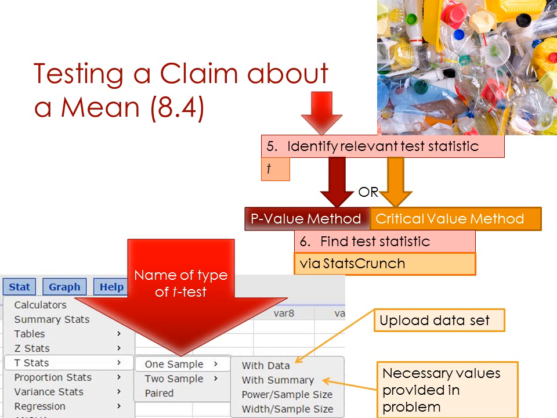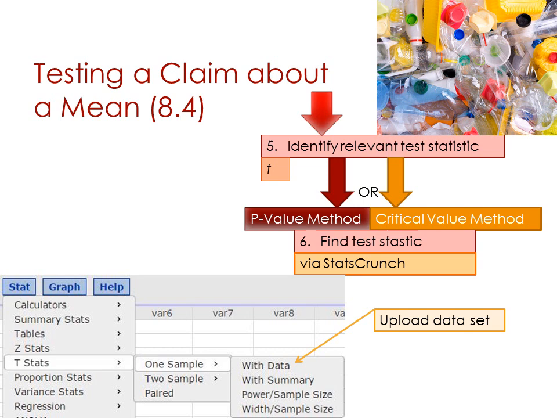You have the choice of either having your data set uploaded, which is the one we're working with right now, or if you have a problem where they provide the necessary summary values, you would select the other option, where you would be doing it with summary. Okay, so take a few minutes. Again, you need to have your StatCrunch open while you're looking at this so you can orient to it. In our case, we're already using the data set for data set 23. You should already have that open.